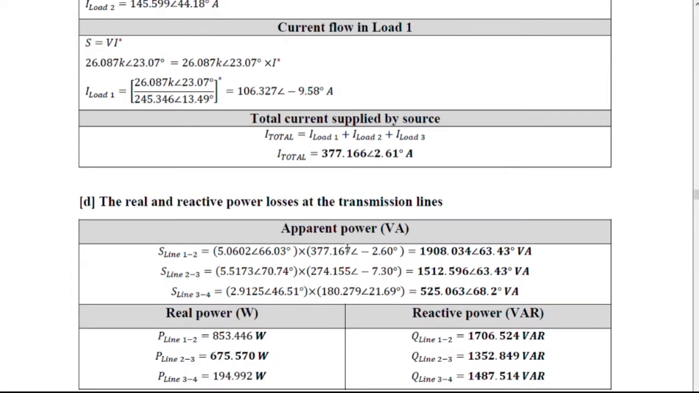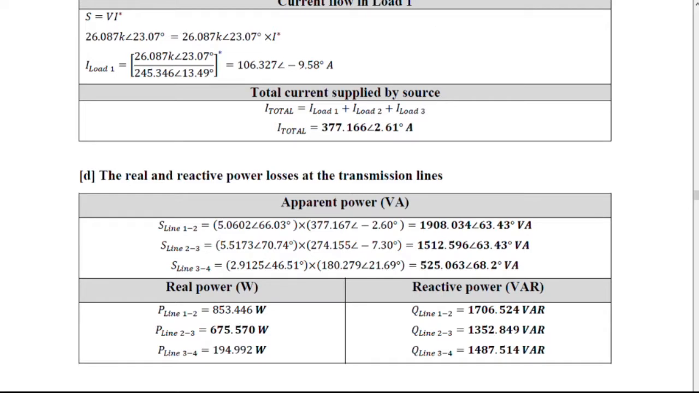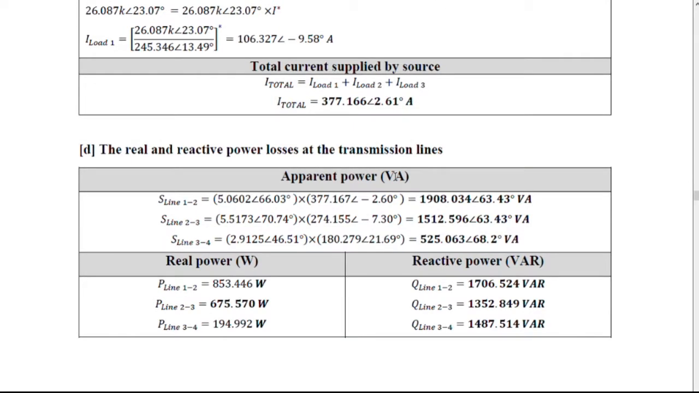Next, we want to know the real and the reactive power losses at the transmission line. So we will use the formula S equals voltage multiplied by current conjugate. When calculating the apparent power, we will have the answer in rectangular form, and in rectangular form, the real number is the real power, whereas the imaginary number is the reactive power. The answer for our calculation is as shown.